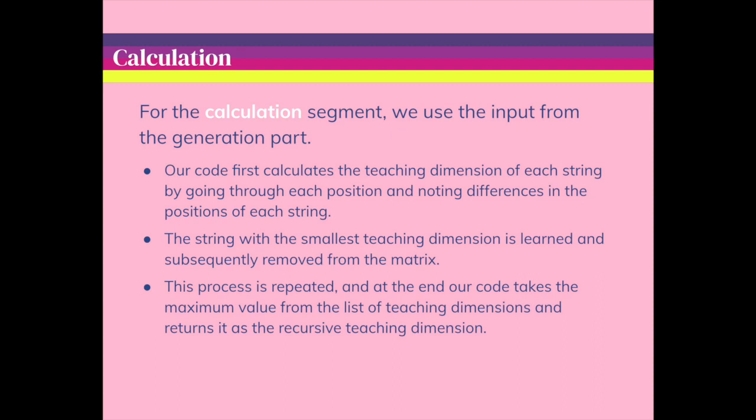The first thing that code does is it calculates the teaching dimension of each string individually. And then it takes the string with the smallest teaching dimension, records its teaching dimension, and then removes it from the matrix. This process is repeated again and again and again. And at the end of it all, our code will take the maximum value from the list of every teaching dimension of each individual string. And this value is going to be the recursive teaching dimension of our entire set.